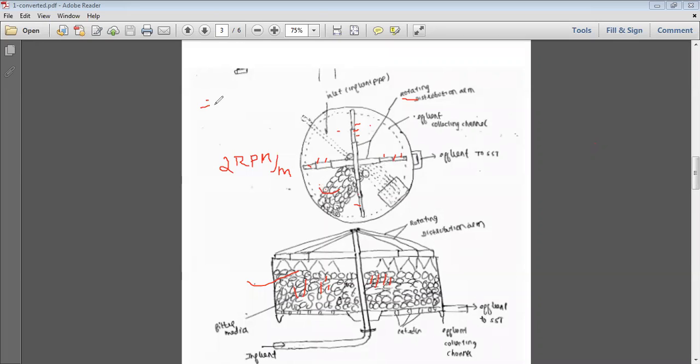So when it sprinkles, what happens? First thing, you are making all the waste droplets get exposed to the atmosphere, to air. So naturally, you are making all the bacteria start growing.